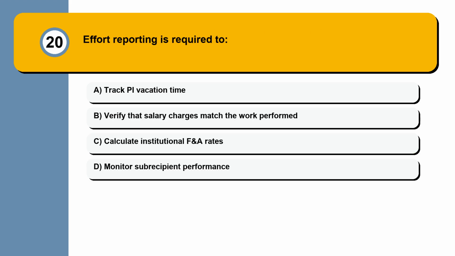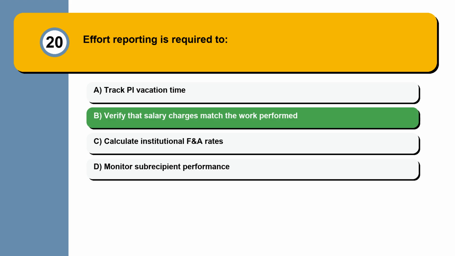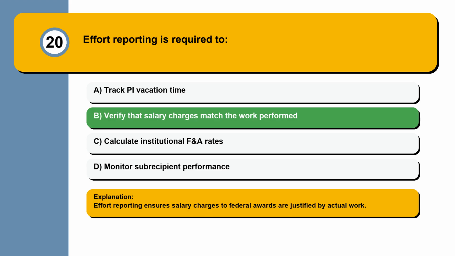Question 20. Effort reporting is required to track PI vacation time, verify that salary charges match the work performed, calculate institutional F&A rates, monitor subrecipient performance. Effort reporting ensures salary charges to federal awards are justified by actual work.